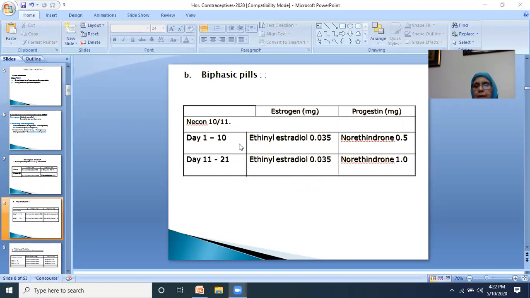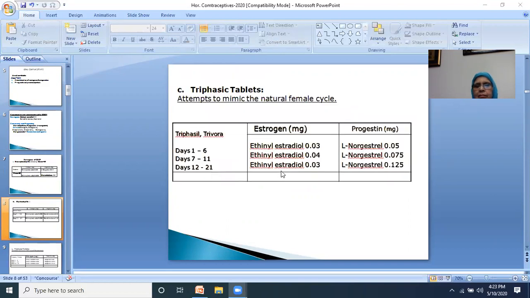Then we may have biphasic, for example, Nikon. From day 1 to 10, these 10 tablets contain estrogen, ethinyl estradiol, 0.035 milligram, and norethindrone, 0.5 milligram. But in the next 11 tablets, estrogen amount is same, but amount of progestin has been doubled. So this is a biphasic pill.